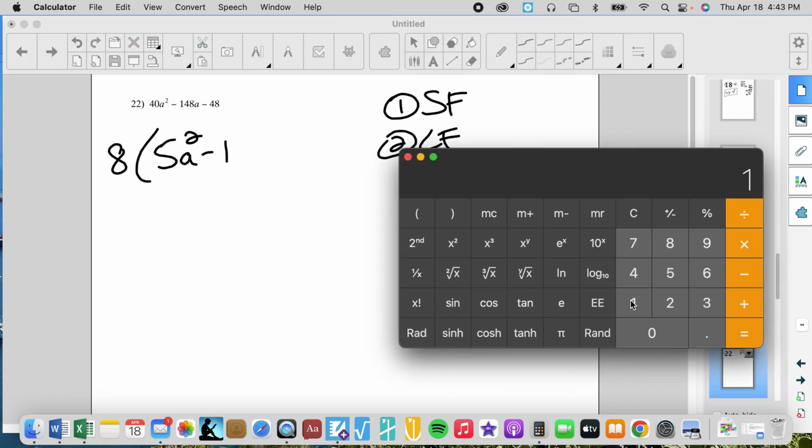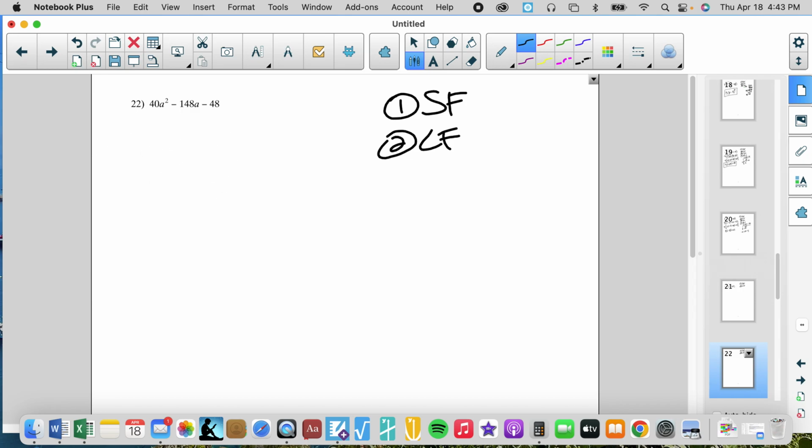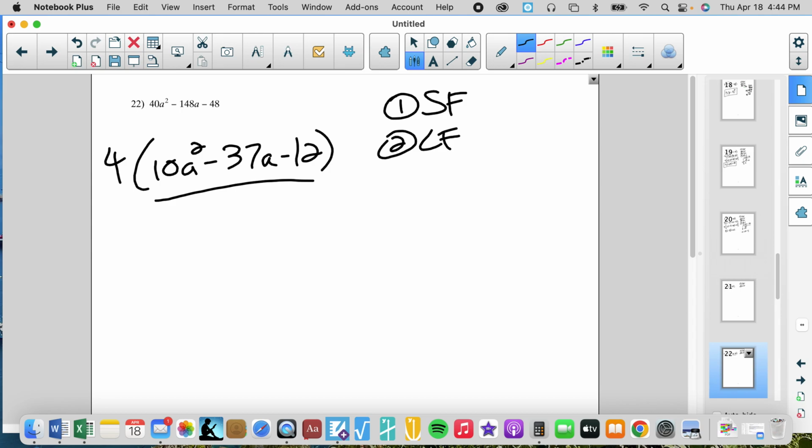Use your calculator. 148 divided by 8. No, it's not 8. It's 4. So 4 times 10a squared minus 37a minus 12. Okay. And now we can look here and see, did I take out the greatest common factor? Yes, because no number goes into 10, 37, and 12. So we're at special case, not a special case.